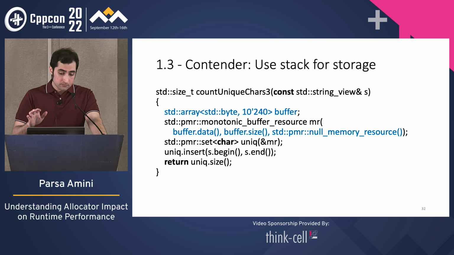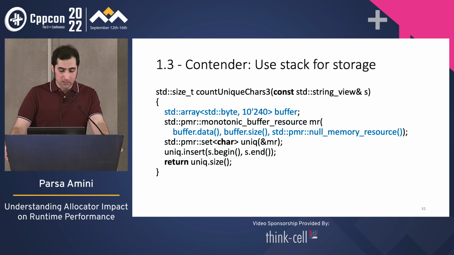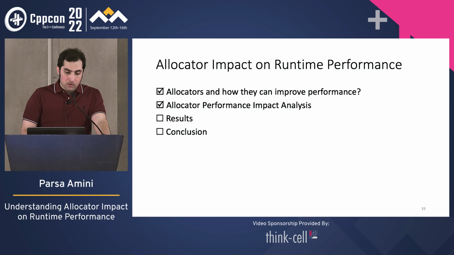And lastly, we use a buffer and pass that. We create a buffer of 10,240 bytes. We came up with that number experimentally. And we use that buffer as the underlying memory for the monotonic buffer resource. And we make sure no other allocations happen by passing a null memory resource to the monotonic buffer. The rest of the code is the same, still using a std set. So we have something to run.